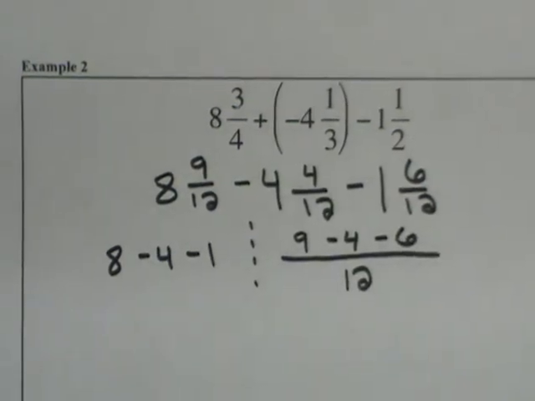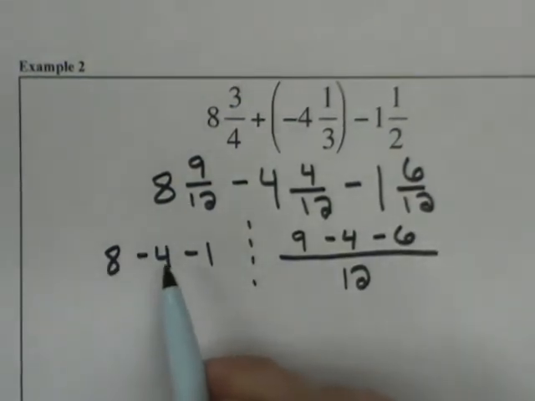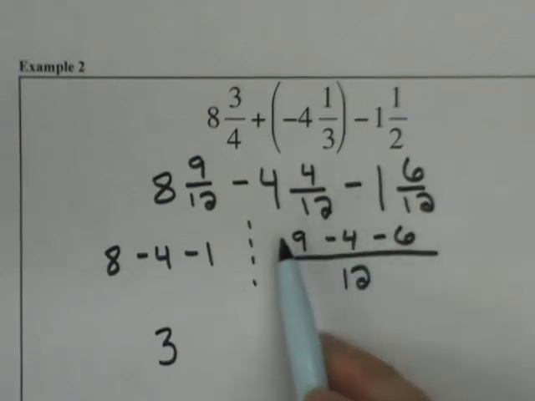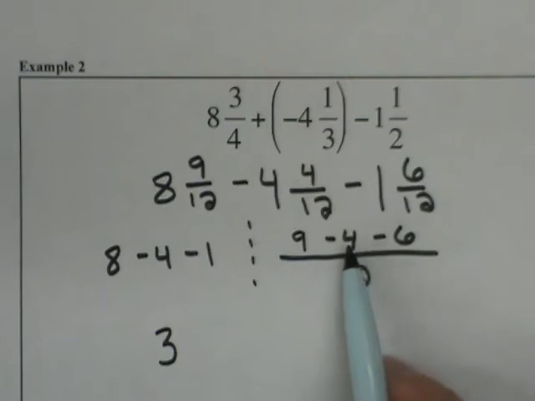Now I want to simplify what I have. 8 take away 4 is 4. 4 take away 1 is 3. As I look at my fraction, my numerator in particular, 9 take away 4 is 5. 5 take away 6 is negative 1.